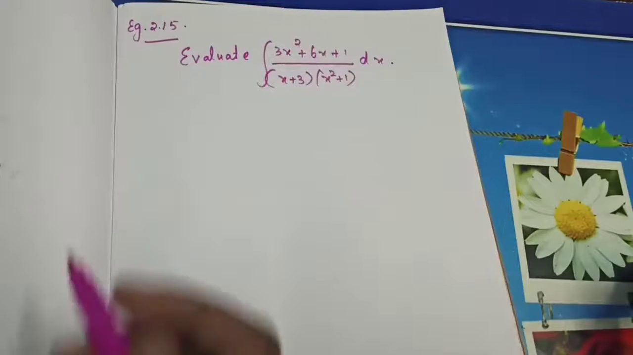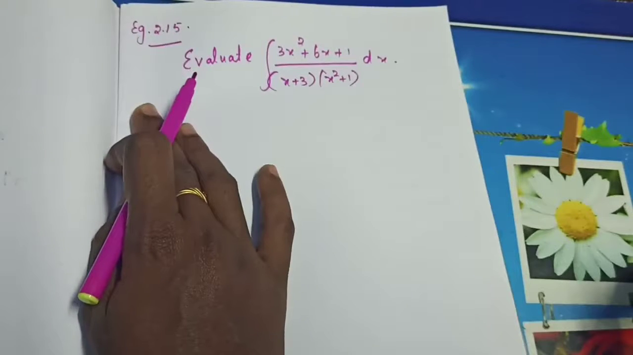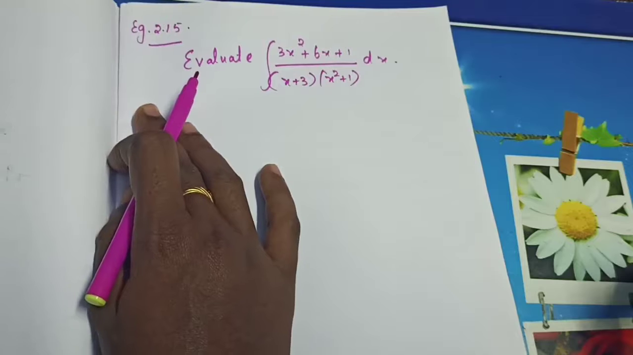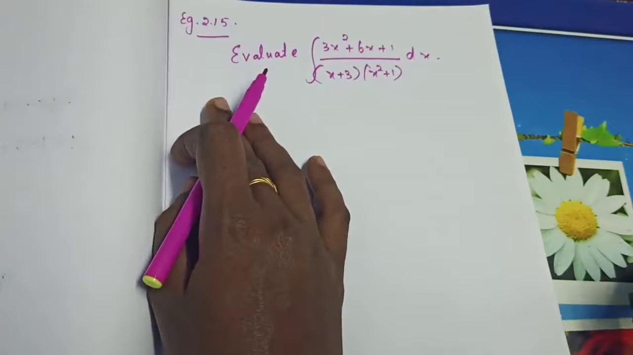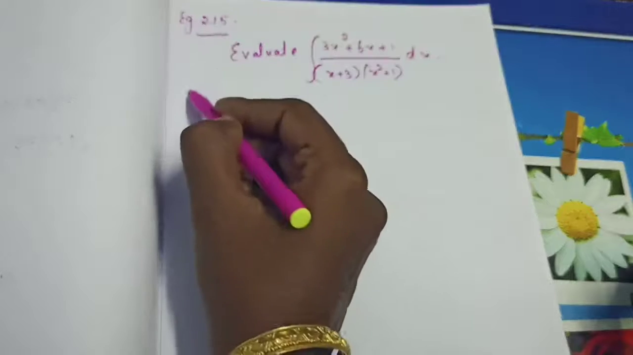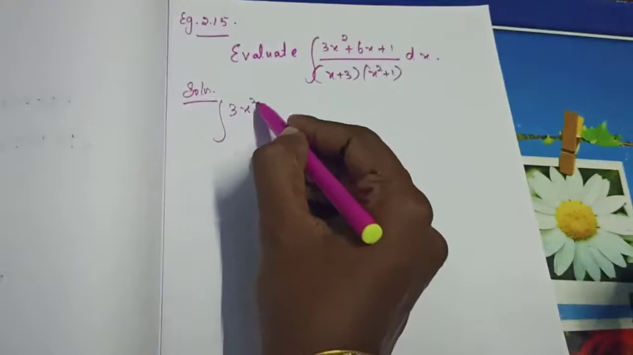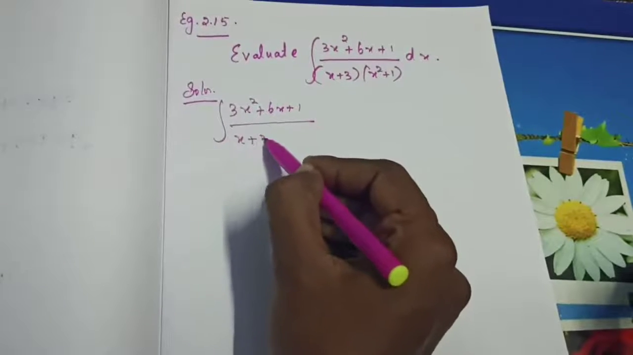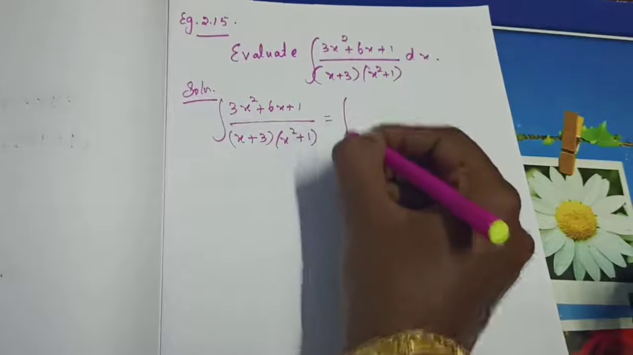One more example. Okay, students, listen here. Example 2.15. Evaluate integral of (3x square plus 6x plus 1) divided by (x plus 3)(x square plus 1). This is type 3, correct? Type 3. So how will you do? Solution. Take it: integral of (3x square plus 6x plus 1) divided by (x plus 3) into (x square plus 1) is equal to, how will you split this?